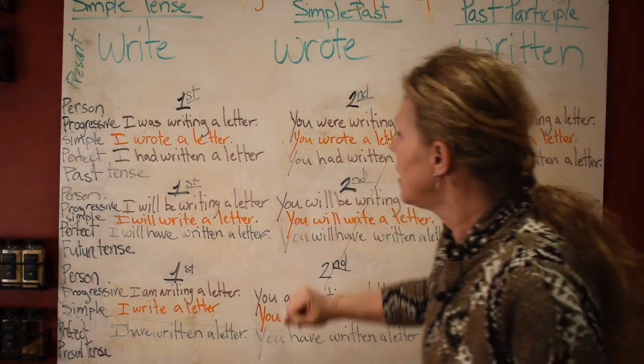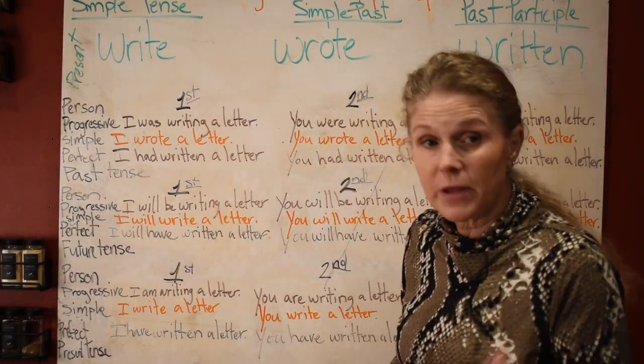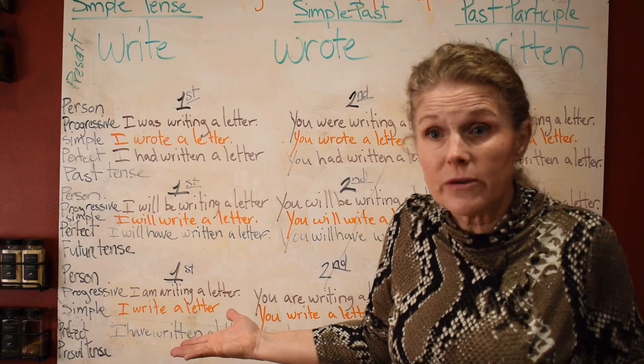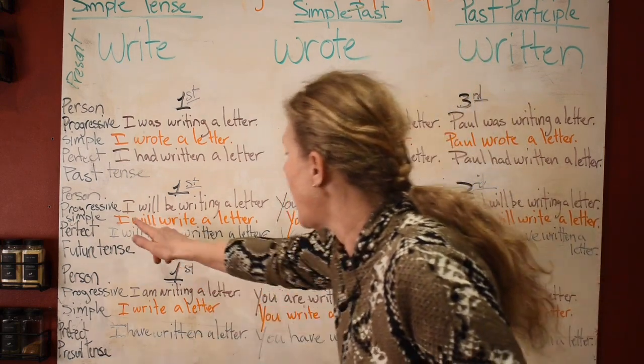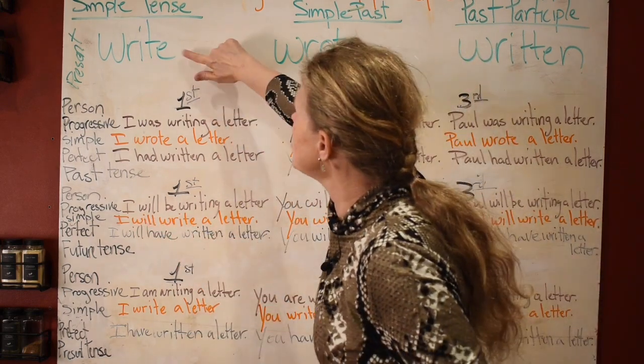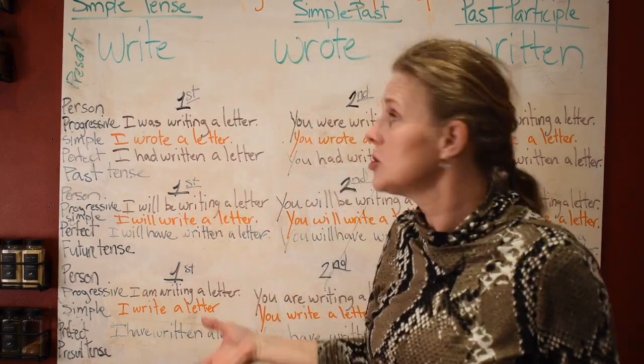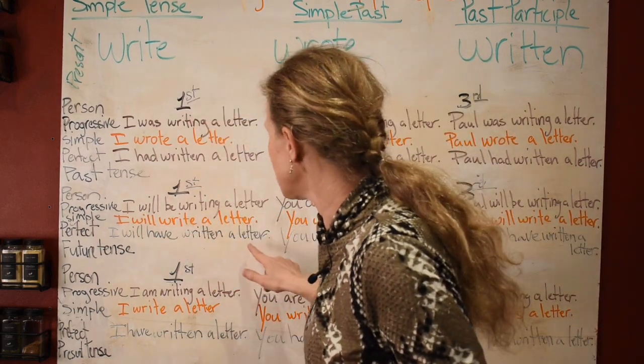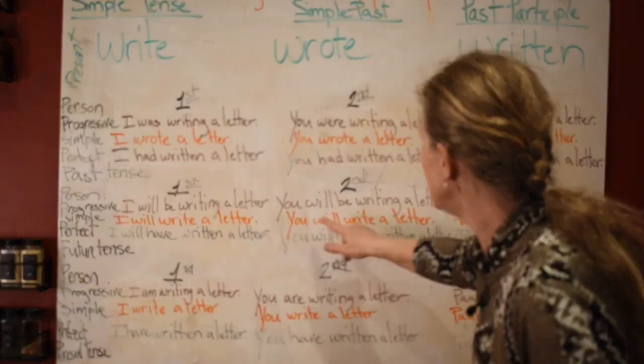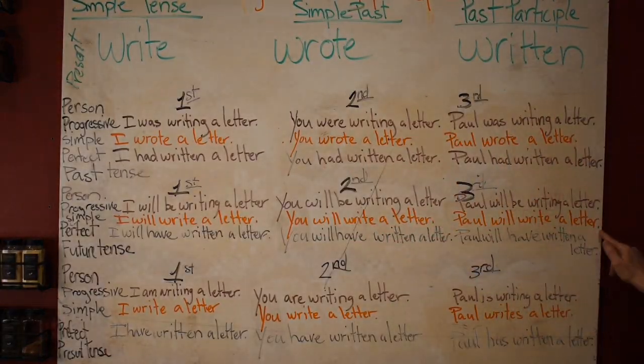Doesn't change. Simple tense. We're just going to use the auxiliary verb will. I will write a letter. You're going to use your simple tense verb. Doesn't change. It's just right there. I will write a letter. For the future tense, you will write a letter. Paul will write a letter.